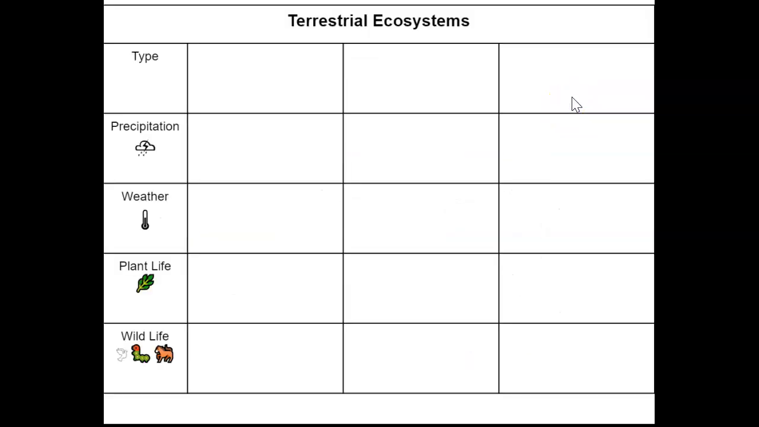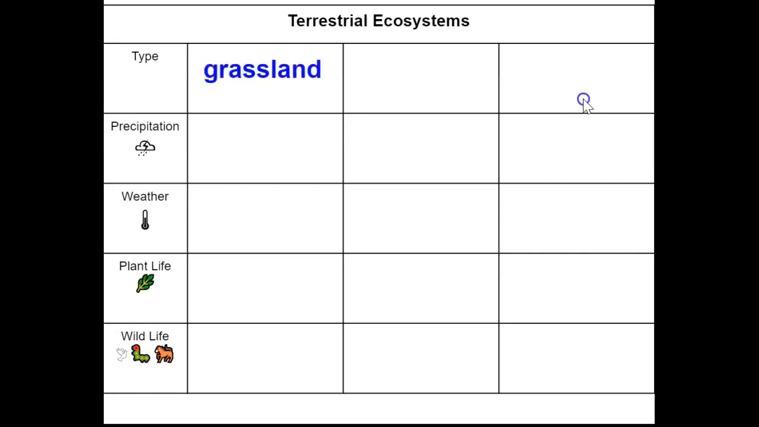All right, so for our terrestrial ecosystems, terrestrial means that they are not water, right? This is part of the earth. That root word in terrestrial means earth. And so now we're looking at our, quote, land ecosystems, right?